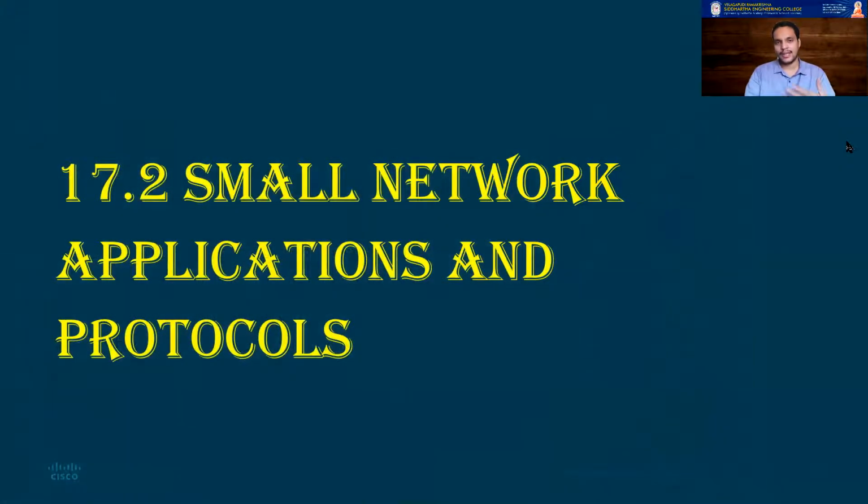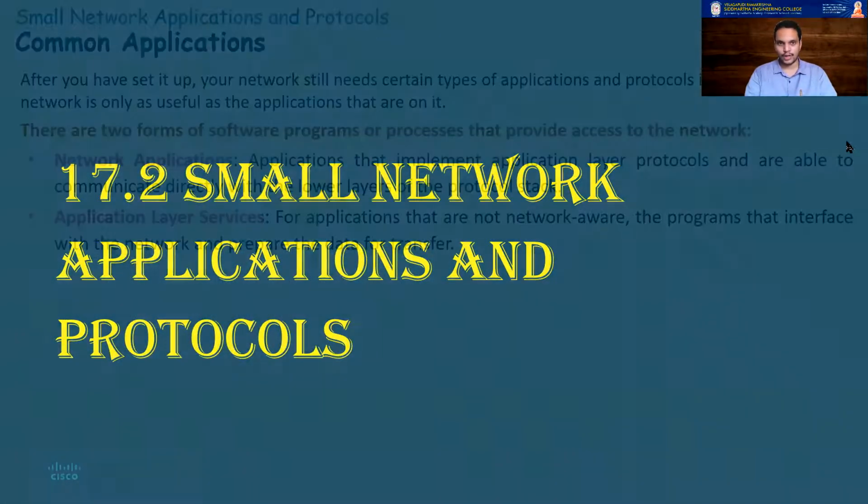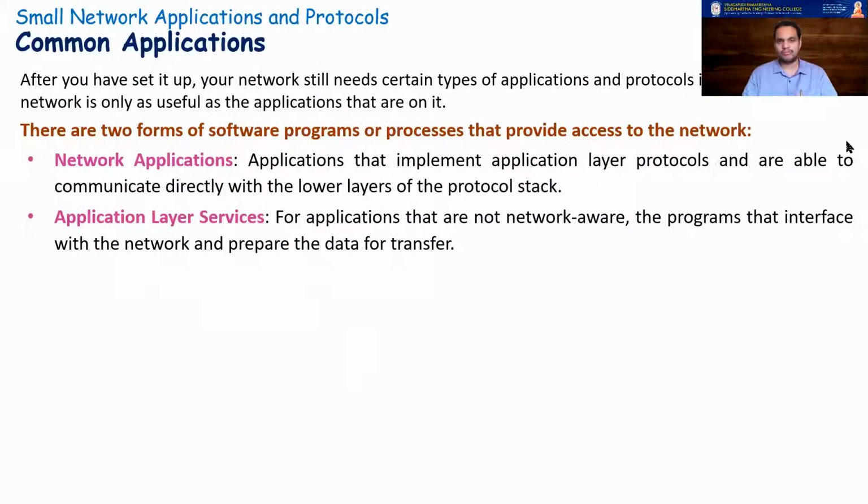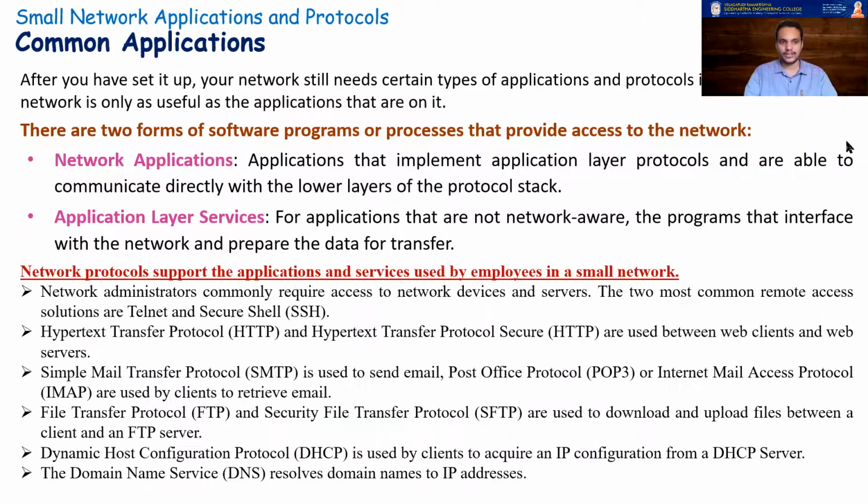Let's talk about the applications and protocols in a small network. Usually, we have two types of applications. One of them is network applications, which implement the application layer protocols that we studied, HTTP, SMTP, all those things, and they are able to communicate directly with the lower levels of the protocol stack. The other category is application layer services. They are not network aware. These interface with the network, and they just prepare the data for transfer. That comes under the two categories of applications, which are network applications and application layer services.